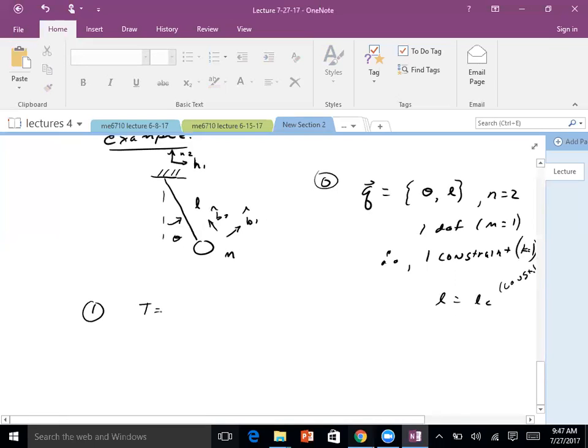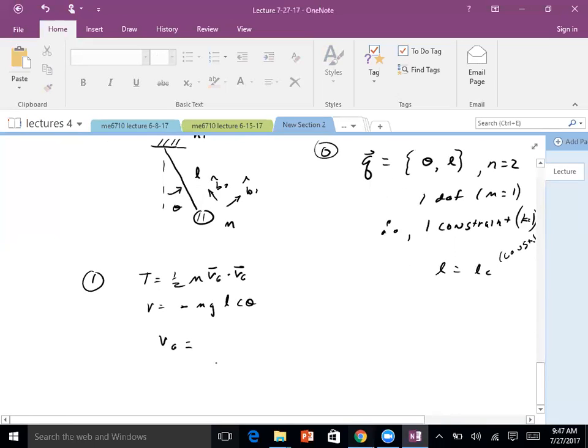Step 1, I name a T. It's going to be just 1/2 m v_G dot v_G. Here, I'm treating it as a particle, so I don't have that 1/2 omega dot I omega term. And my V is going to be negative m g L_C cos theta. My v_G is the dt of R. My R is negative L b2. And I need my angular velocity, which is theta dot in the b3.